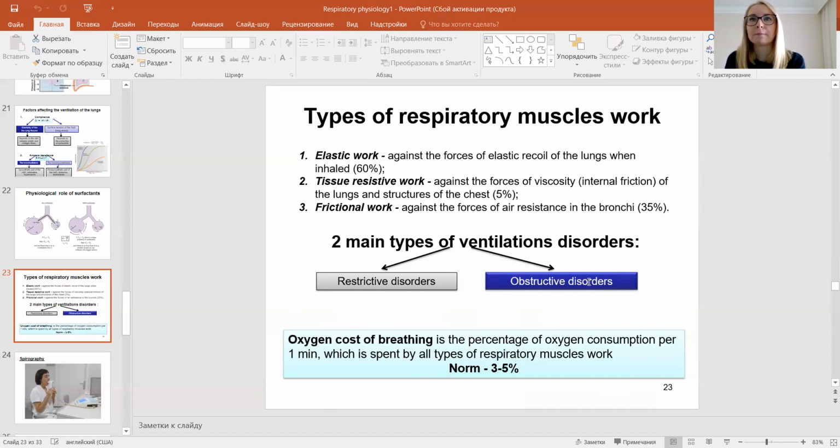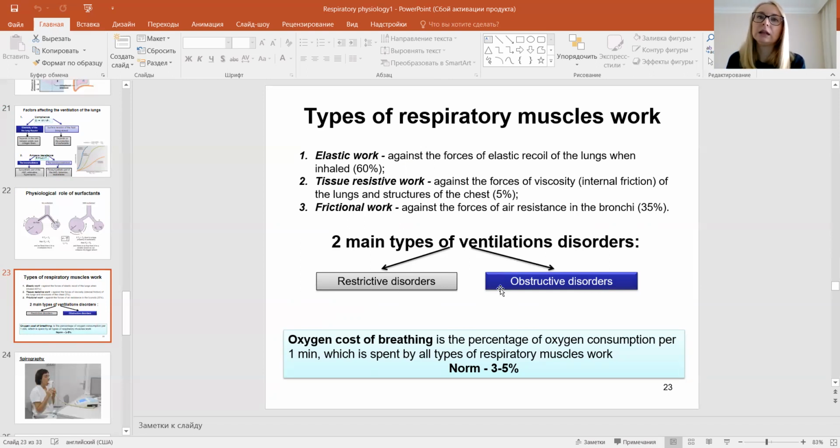So the elastic work of inspiratory muscles is abnormally increased during restrictive disorders. Patients' breathing becomes superficial and frequent. Accessory inspiratory muscles are involved in the respiratory cycle in this type of disorder. Such diseases as pulmonary fibrosis, silicosis, and respiratory distress syndrome of newborns are examples of restrictive disorders.